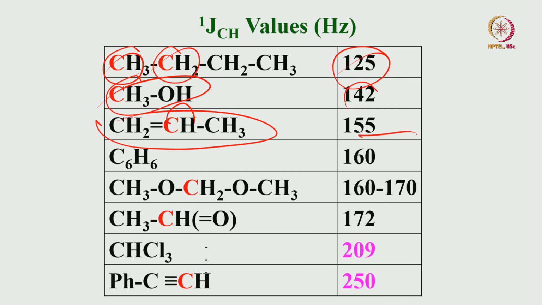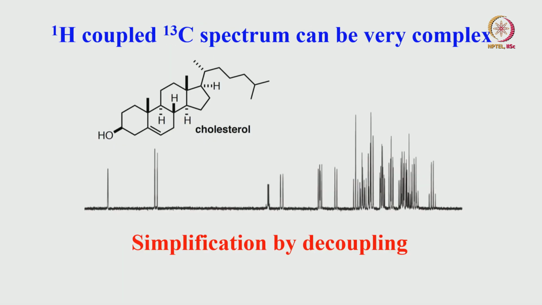Wherever I have highlighted, it is that carbon coupled to its attached proton. For example, in this molecule, this CH2 coupling is 160 to 170 hertz. Come to this phenyl carbon. See, this is a strange example. In the phenyl group, the carbon attached and there is another triple bond CH. The coupling can be 250 hertz, quite large. Take for example CHCl3, coupling is close to 210 hertz. So, this is how we know the strength of the 1 bond couplings of different carbons to their directly attached protons.